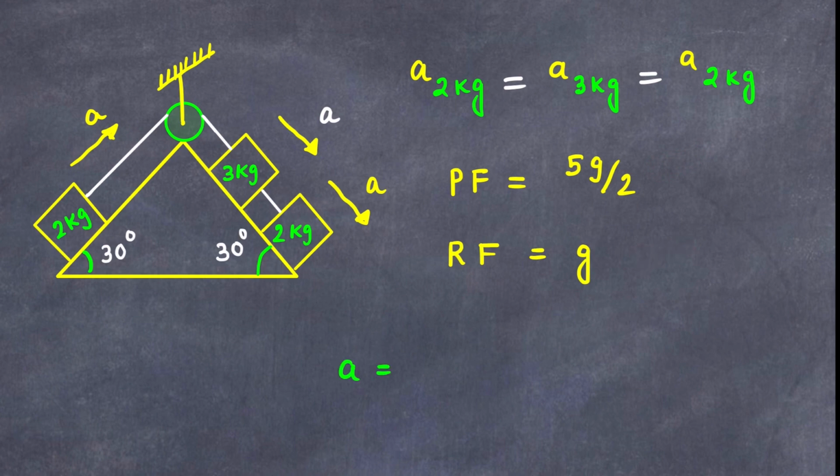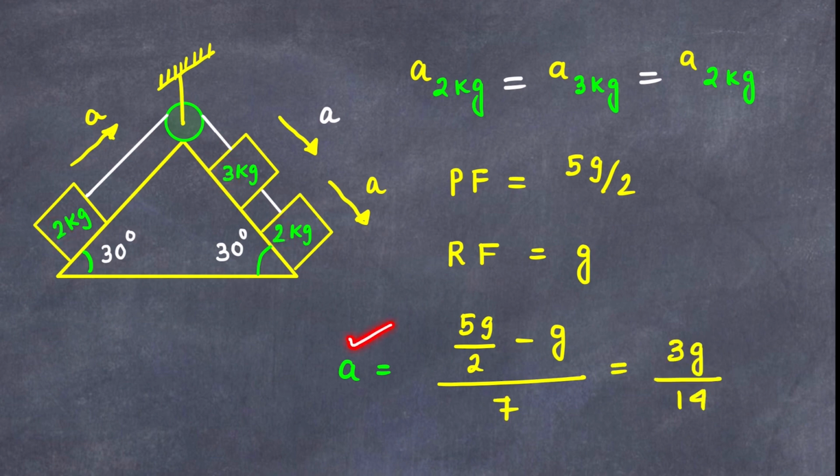So what will be the acceleration? Acceleration will be the total pulling force, that is 5g by 2, minus the total resisting force, that is g, divided by the total mass. Now the total mass is 2 kg plus 3 kg plus 2 kg, so that means 7 kg. So the acceleration comes out to be 3g by 14. So the 2 kg block will move downward with an acceleration of 3g by 14, the 3 kg block will move downward with an acceleration of 3g by 14, and the other 2 kg block will move upward with an acceleration of 3g by 14.